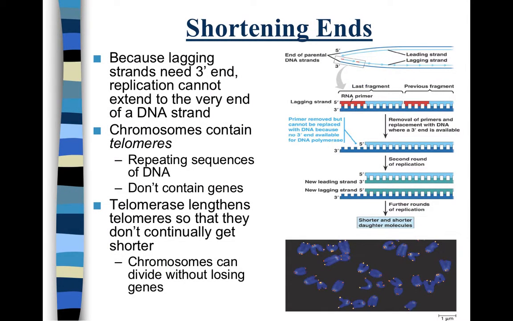Shortening ends. Because lagging strands need a 3' end, replication cannot extend to the very end of a DNA strand. Chromosomes contain telomeres, which are repeating sequences of DNA. However, they do not repeat genes. They do not contain genes.